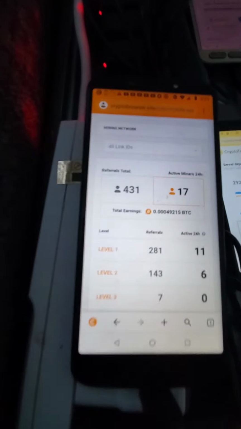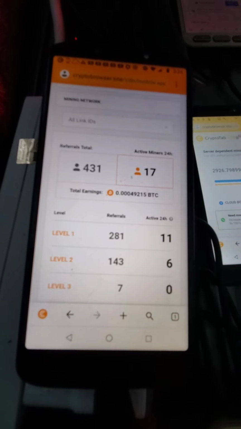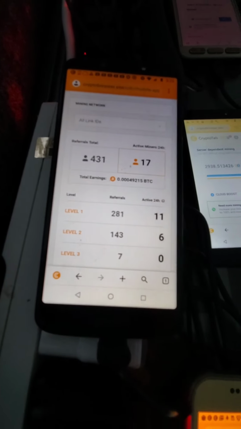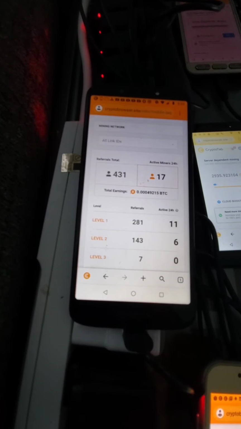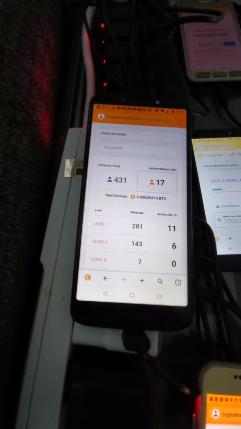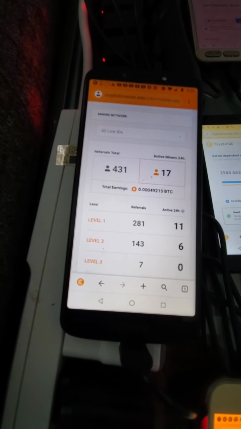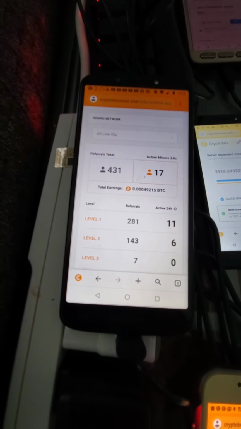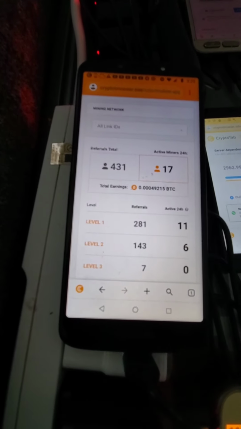As you guys can see, currently right now, I have 431 referrals with 17 of you guys actually mining. If you guys are one of the 17 in my mining pool mining, please let me know down in the description. And if you are interested in joining my mining pool, all you gotta do is uninstall CryptoTab, and then follow my link, which is down below this video, and then reinstall the app and sign in, and then you'll be automatically added into my mining pool.